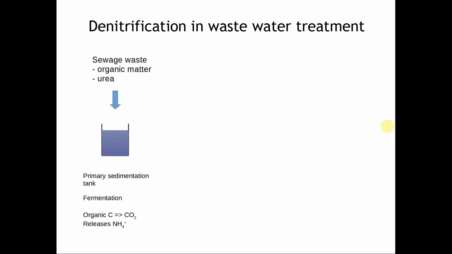So the way that this generally works is by treating the water in three separate tanks. The first tank is the primary sedimentation tank. A lot of the solid material will sediment out, but this tank is left without stirring, so you have an anoxic environment where fermentation will occur. Any organic carbon that is still present in the liquid phase will be fermented.